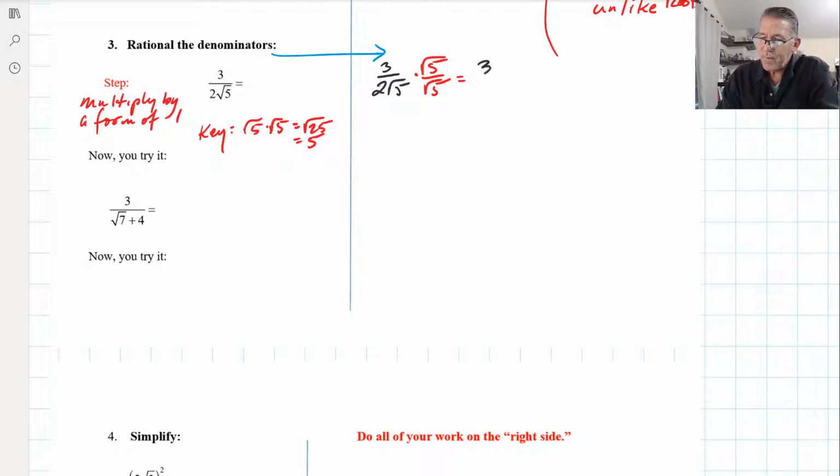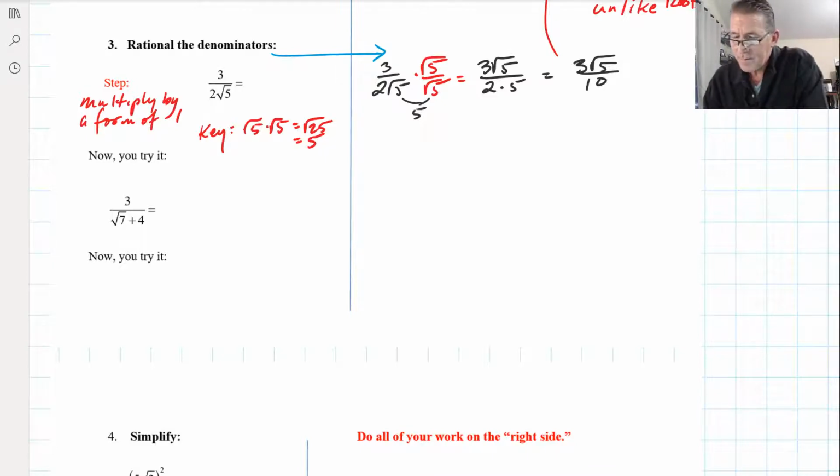So 3 rad 5 up top. Root 5 times root 5 is 5. 2 times 5 is, well, I'm going to write it as 2 times 5, and then simplify. And as you get good, obviously you just write the answer. So it's 3 root 5 divided by 10.